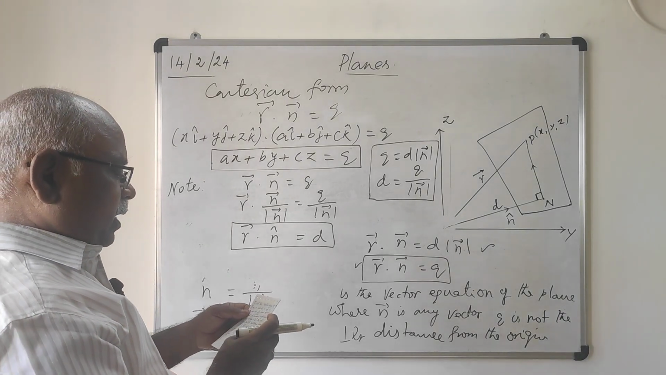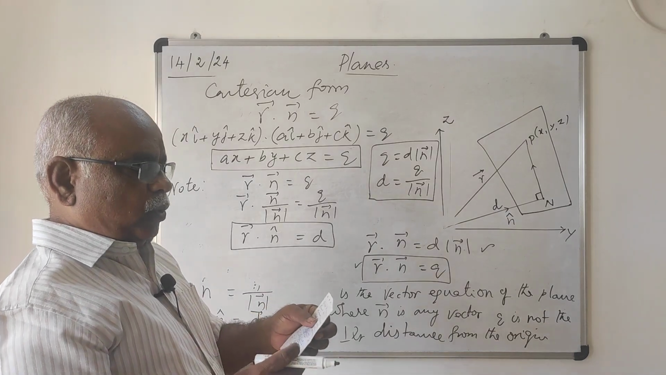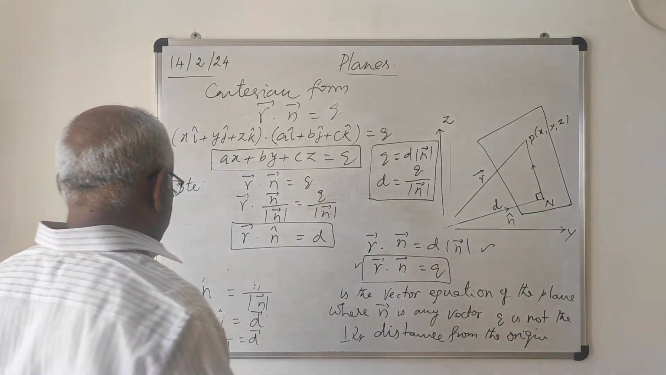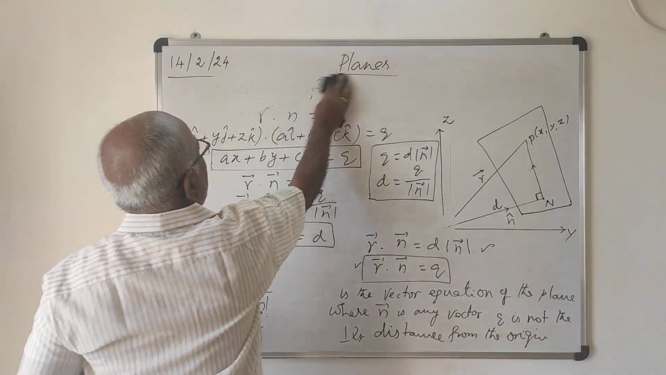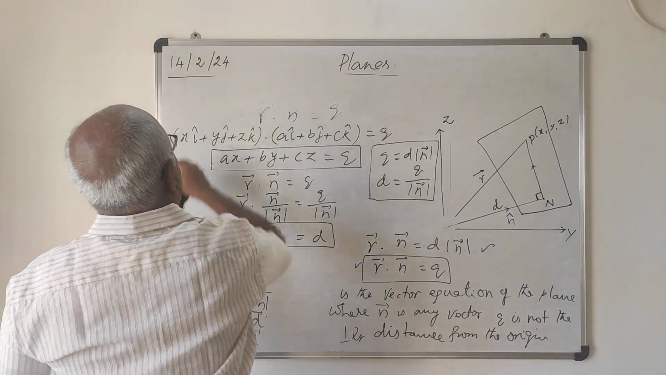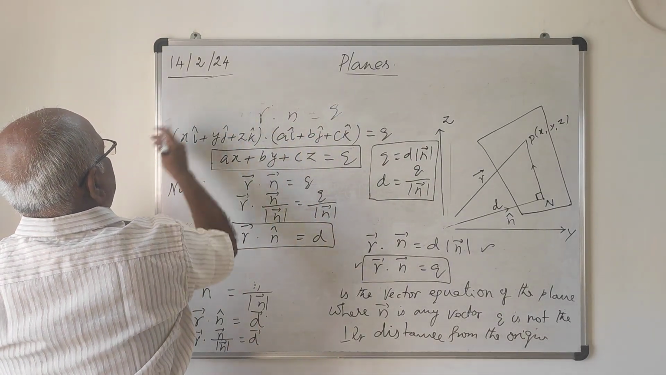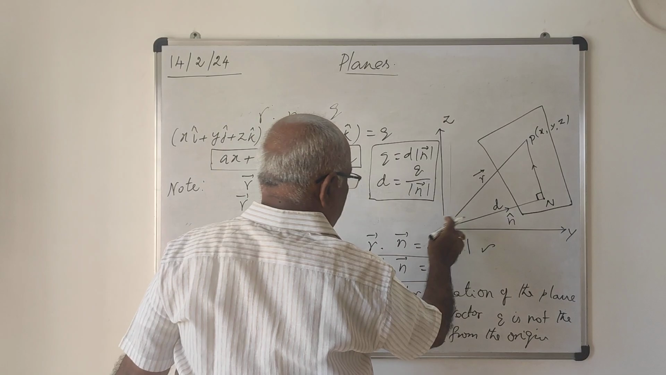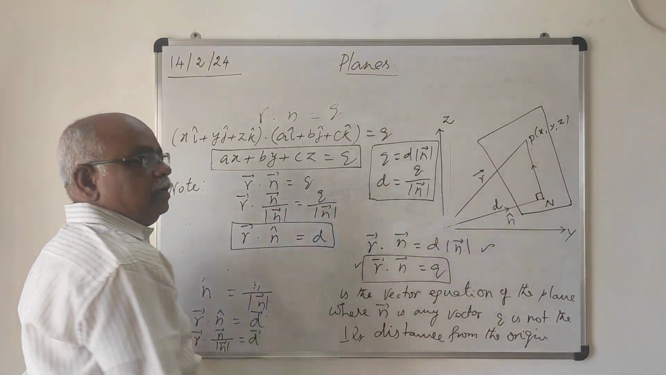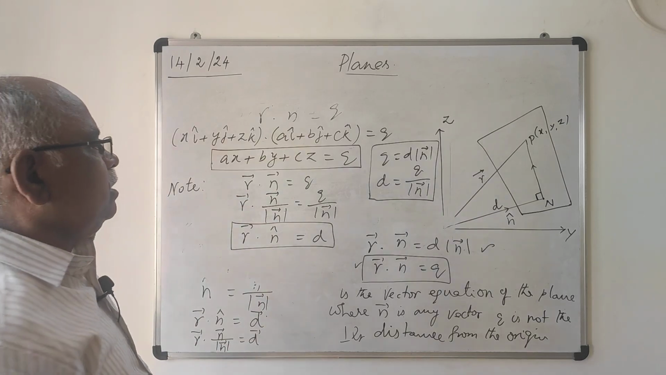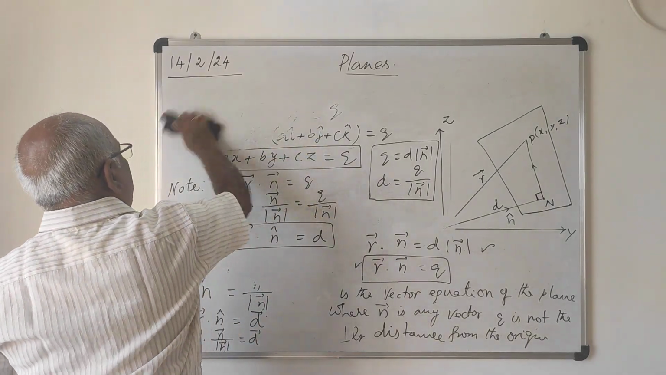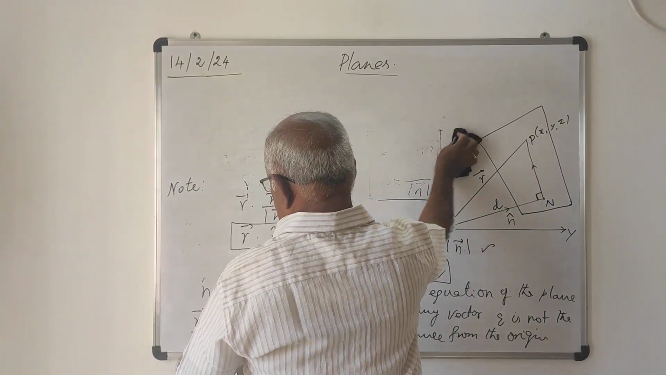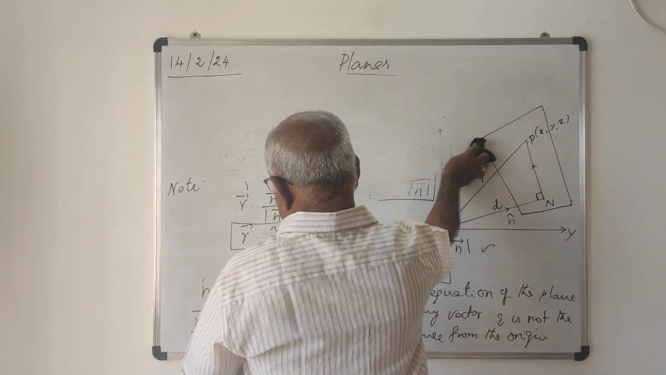Find the vector equation of the plane which is at a distance 6 by root 29 from the origin. I am explaining how we convert an equation into normal form and how to find the perpendicular distance of the plane from the origin. These are the ideas, and using these ideas we are going to solve the problems now. The first problem: find the vector equation of the plane which is at a distance 6 by root 29 from the origin.